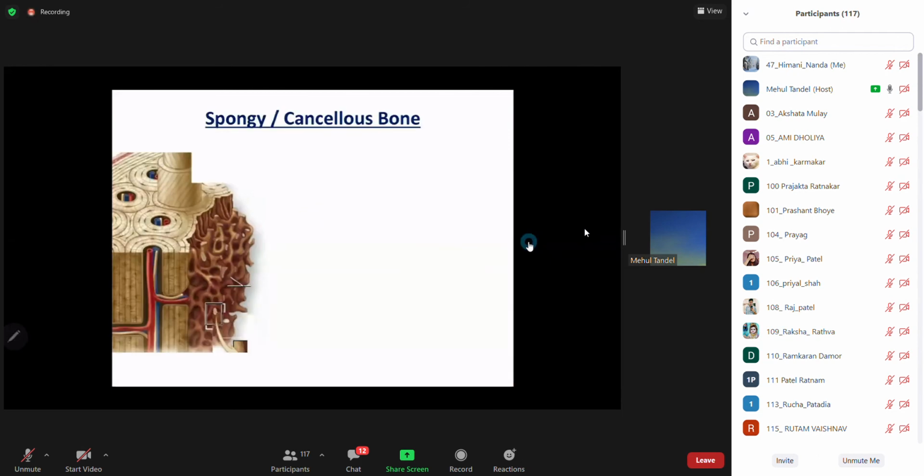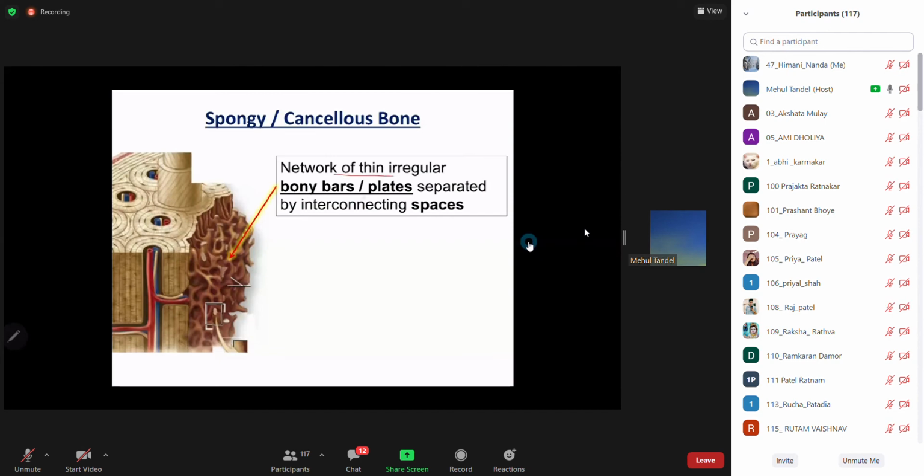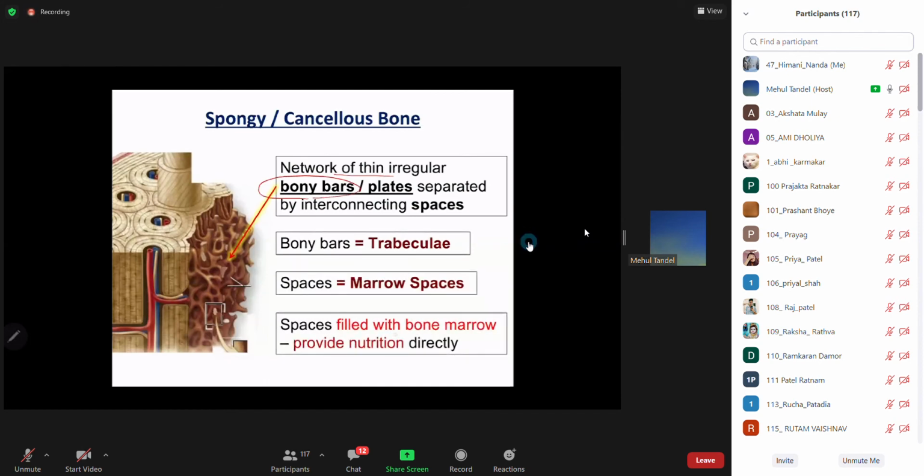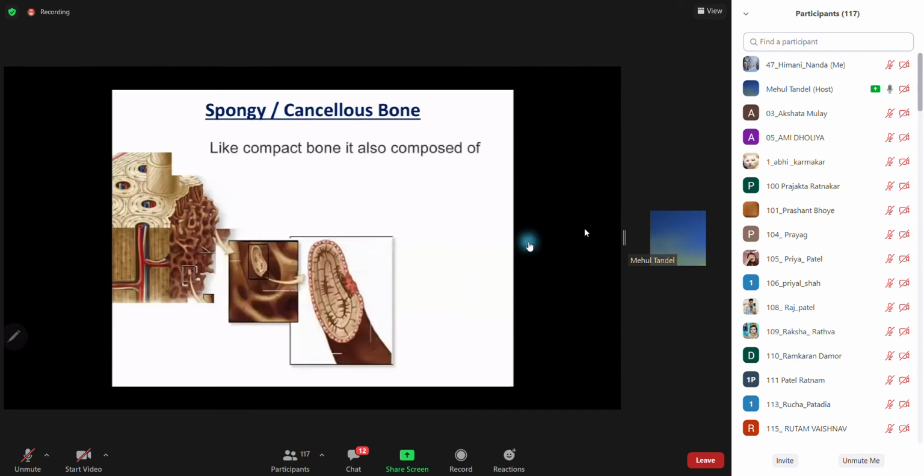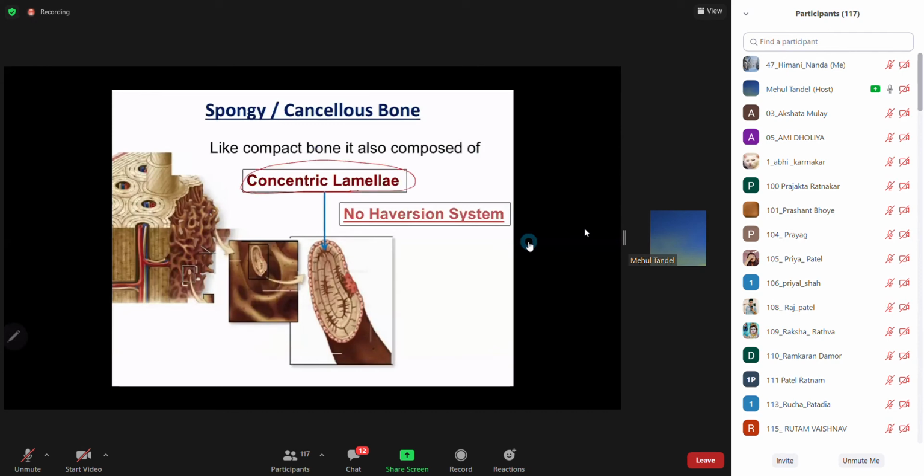Here you can see a network of thin irregular bony bars or plates separated by interconnecting spaces. These bony bars or plates are known as trabeculae, and the spaces are known as marrow spaces, filled with bone marrow. The structure is the same as compact bone, but there is an absence of Haversian canals. Like compact bone, it is also made of concentric lamellae, but there is no Haversian system. It also contains lacunae and canaliculi.